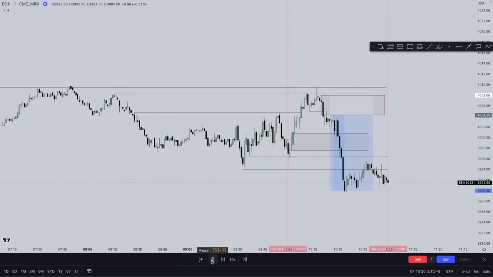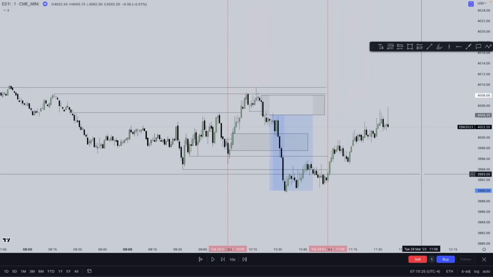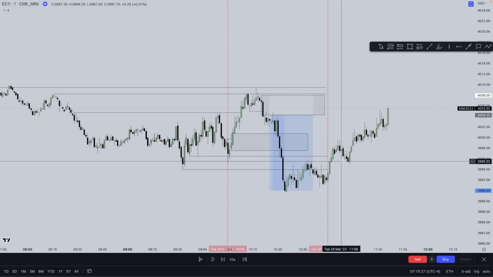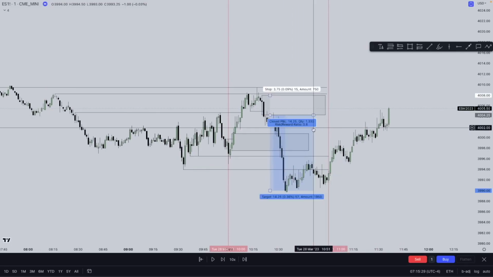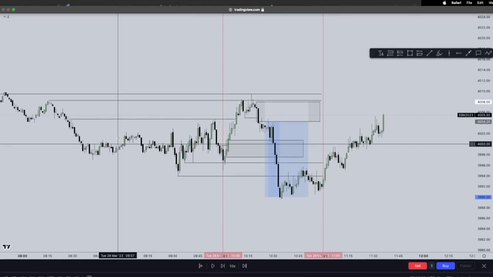And then we had the reversal, okay? Straight after 11 o'clock, we started reversing. Everything has meaning here, okay? 11 o'clock, we started reversing. We entered off the fair value gap. We took liquidity. Every single thing in the strategy has a meaning. So yeah, everyone. That's it for this video.